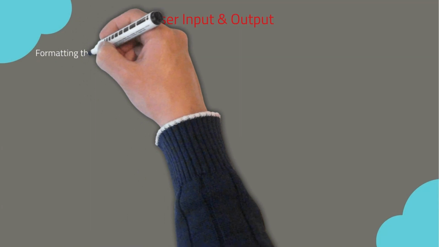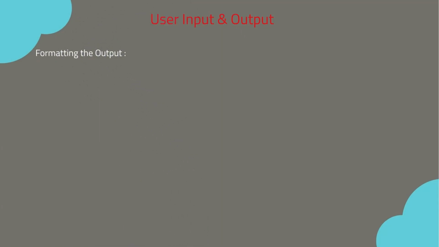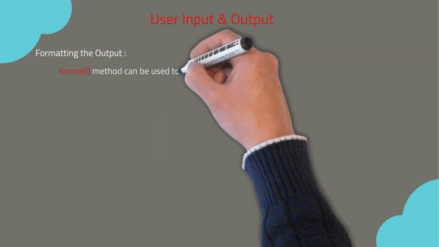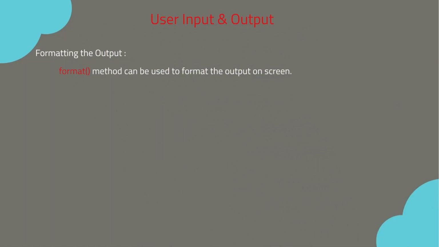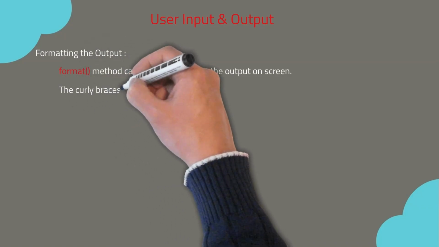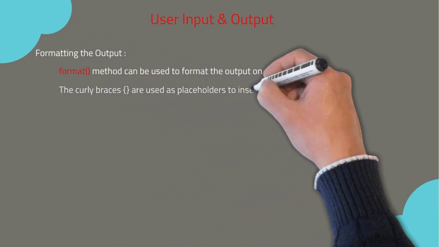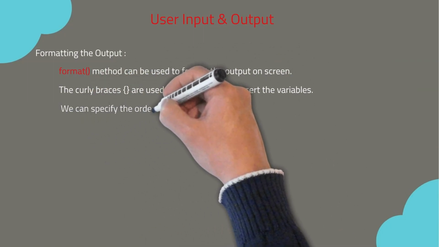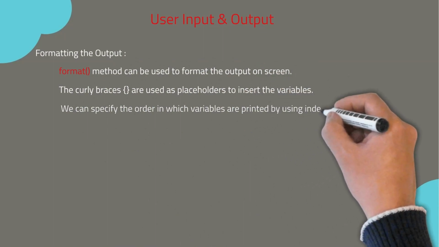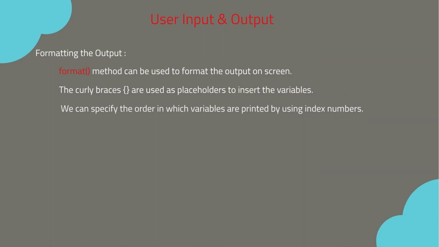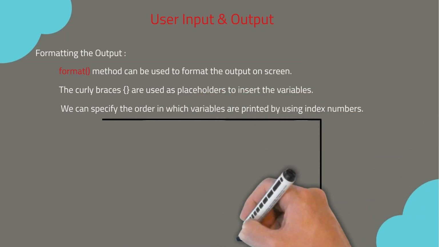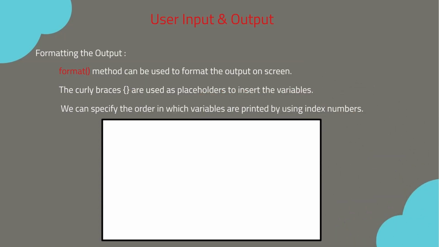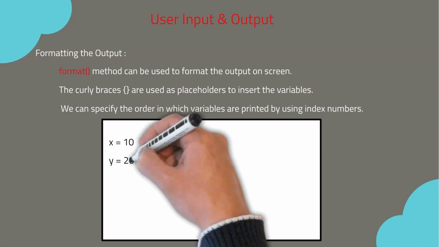Formatting the output. We can even format the output string printed on the screen using the format method. This is usually done to make the output look more attractive and presentable. The curly braces are used as a placeholder to insert the values in between the strings. We can also specify the order of these variables by putting index numbers inside the curly braces, which act as placeholders. In the example below, two variables are declared as x equals 10 and y equals 20.